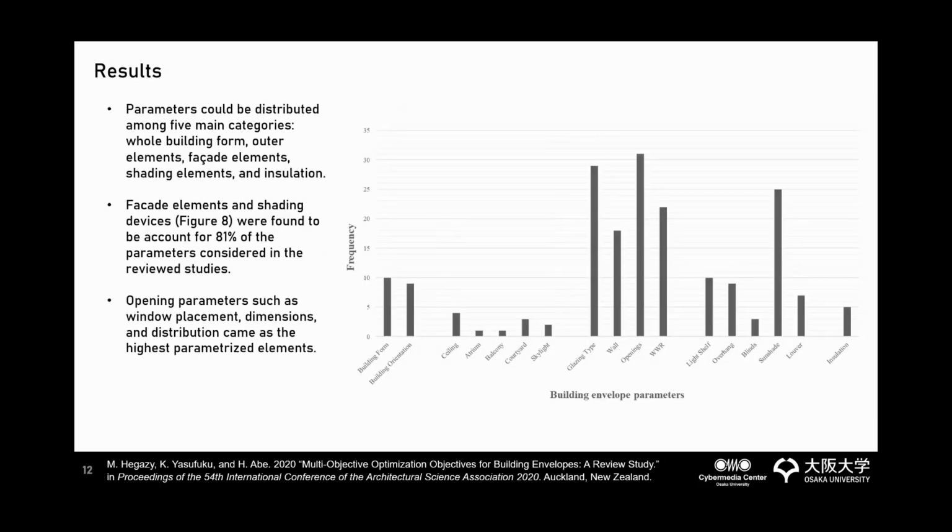The investigated parameters could also be grouped into 5 categories, which are the whole building form, outer elements, facade elements, shading elements, and finally insulation. Facade and shading elements accounted for around 81% of the controlled parameters, with a specific focus on window parameters such as its placement and dimensions.